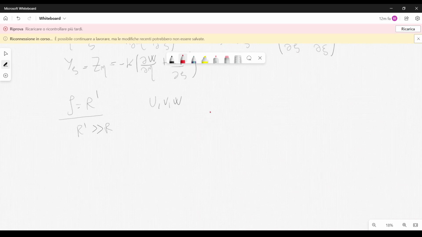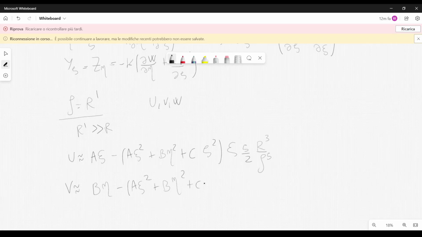We have u approximately equal to aξ minus (aξ² plus bη² plus cζ²) ξ 5/2 r³ over rho to the fifth power, v approximately equal to bη minus (aξ² plus bη² plus cζ²) times η times 5/2 r³ over rho to the fifth power.